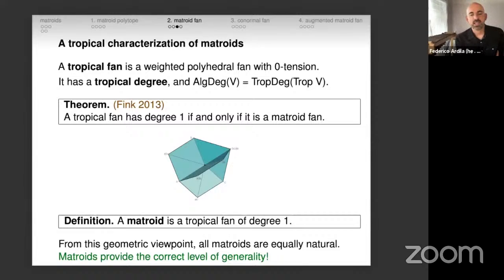And so what that means is that I can rethink matroids, and I can just make this definition that a matroid is a tropical fan of degree 1. I can just think of it in that way. It's a completely tropical definition of a matroid. And again, what I find remarkable about this is that we arrive at these matroid fans from the geometry of realizable matroids. But it turns out that to make the theory complete, you really need to embrace all matroids. From this tropical viewpoint, all matroids are equally natural, and again, matroids give you the exact level of generality that you want.